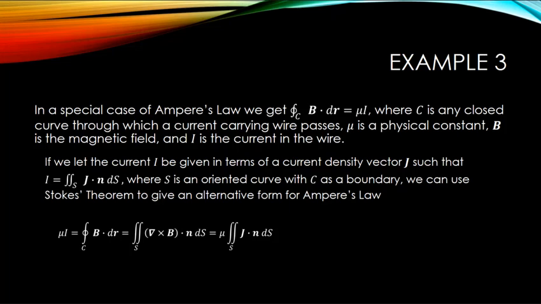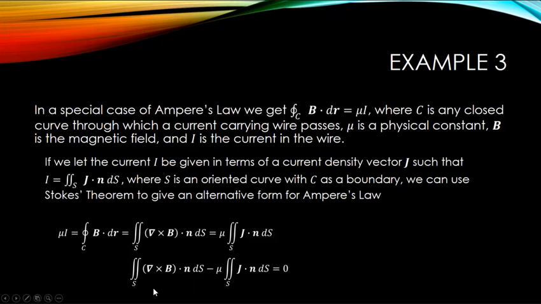This is equal to the double integral over S of del cross B dotted with N dS. But I know that I is the double integral over S of J dotted with N dS, so that mu I becomes mu times the double integral over S of J dotted with N dS. And since the two double integrals are equal to each other, I can write the double integral over S of del cross B dotted with N dS minus mu times the double integral over S of J dotted with N dS is equal to 0.